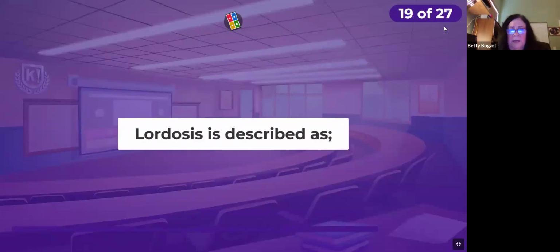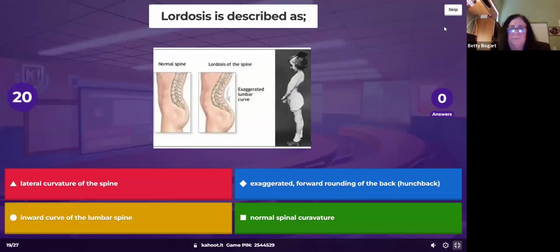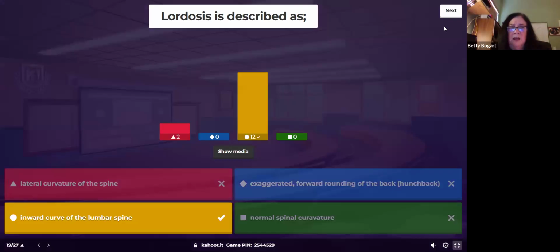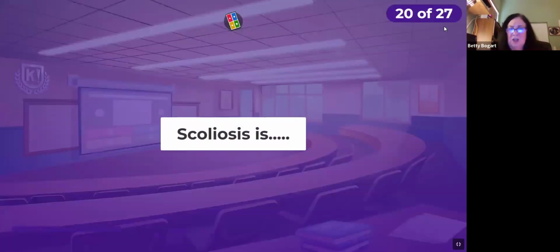Lordosis is described as... it's that lumbar spine. It sort of goes in. They sort of lean backwards as they walk. And as I said, Duchenne muscular dystrophy. We'll go into it. I'll show it to you.